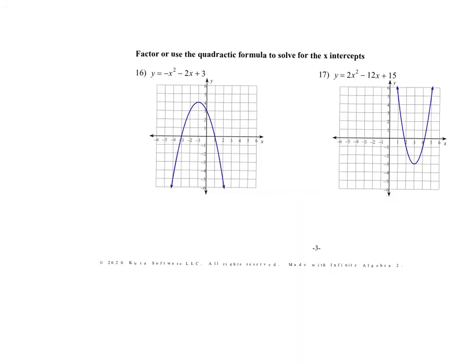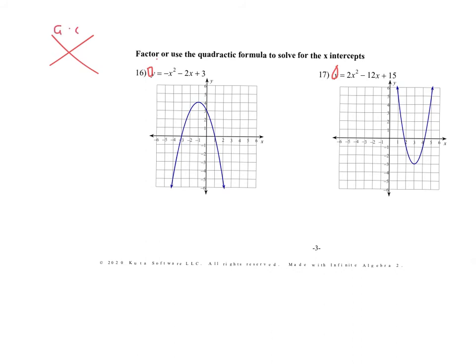Okay, so lastly here, we're going to do some graphing. And so it says factor or use a quadratic formula to find the x-intercepts. So for the x-intercepts, it's really like we turn y into 0. And so it's really kind of like the last problems we did. So we're going to try factoring, and when that doesn't work, we're going to use quadratic formula. So for this one, we have a times c.